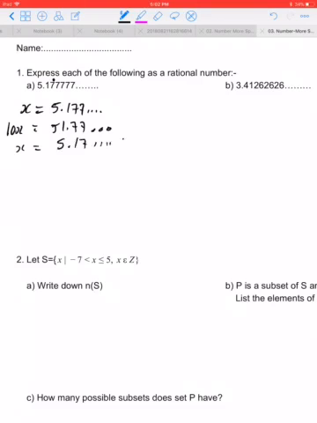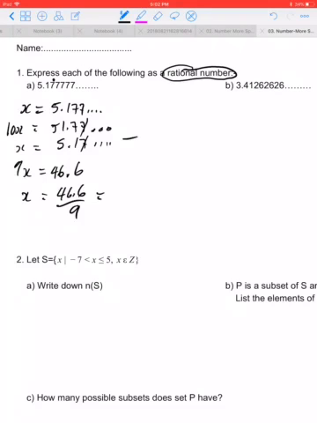Now once you've done that, you're going to do a subtraction, and that's 9x is equal to, well, this cancels, this is 0.6. 51 subtract 5 is 46. That looks pretty good. And now x is 46.6 over 9. But remember, it's a rational number, so it's a ratio of two integers. So it's 466 over 90. Yes, it simplifies, but I'm going to leave it at that.